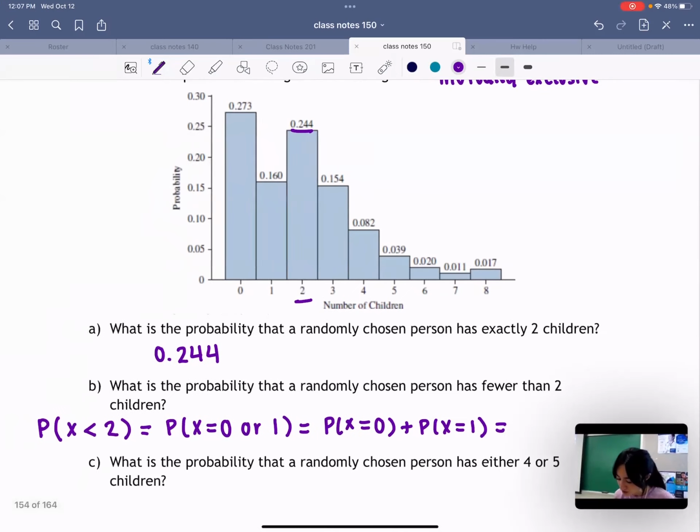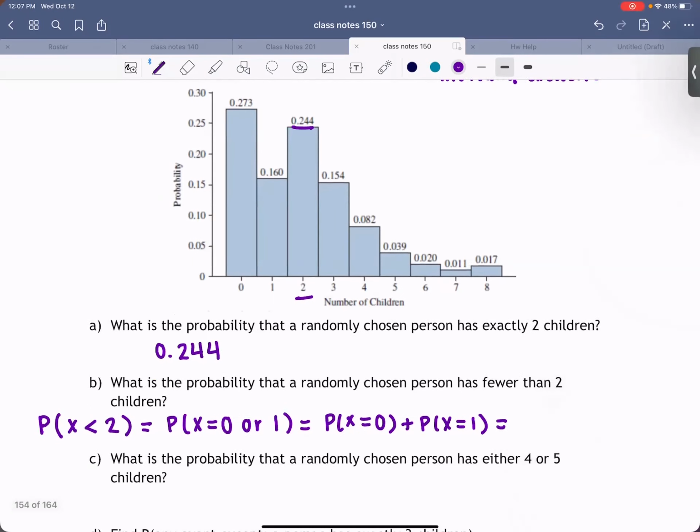The probability that x equals 0 is 0.273, right? The probability that x equals 1 is 0.160. And when I add these together, I'm getting 0.433. Any questions on part B?